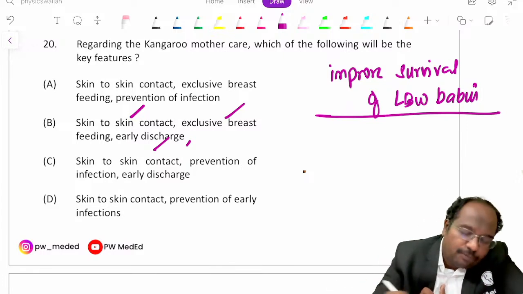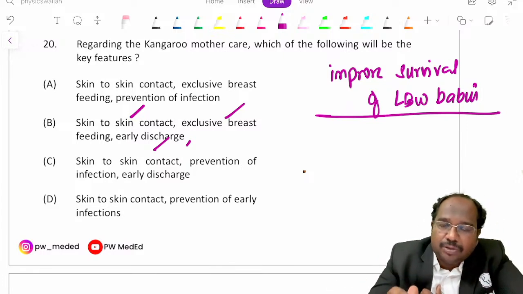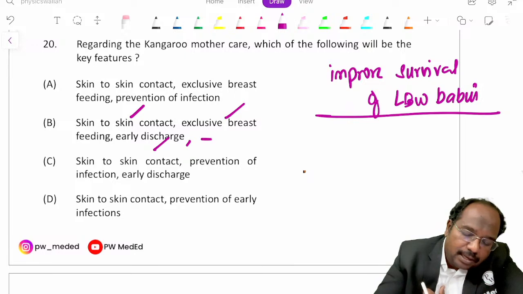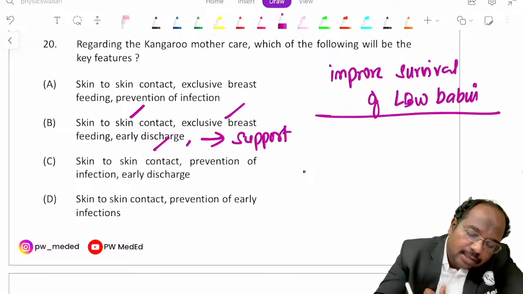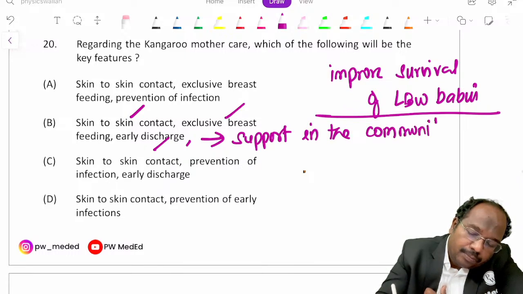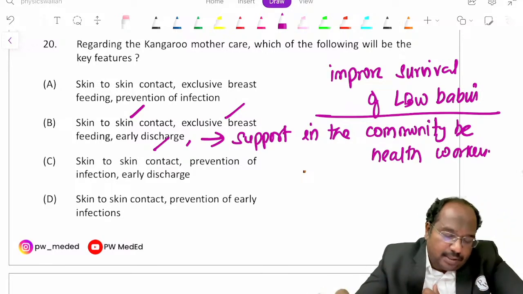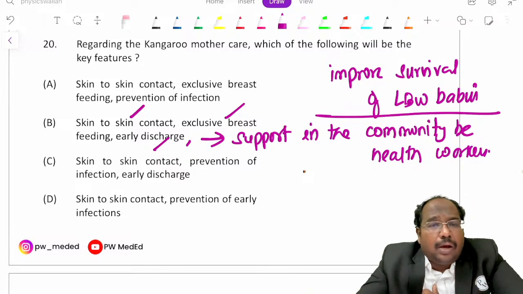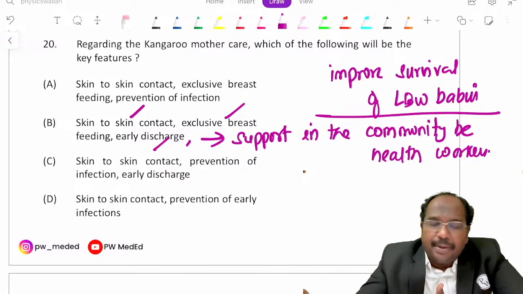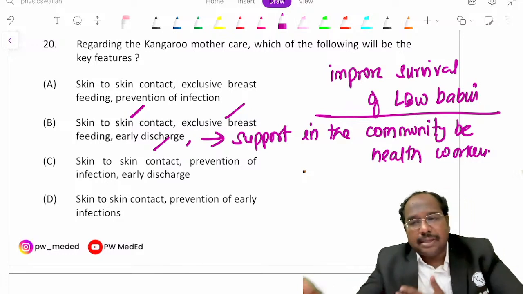They require four components: skin to skin positioning, exclusive breastfeeding, early discharge, and fourth component, support in the community by health workers. So you focus on this. Skin to skin positioning, exclusive breastfeeding, nothing else. You need not do anything else. Automatically weight gain, early discharge, support in the community.